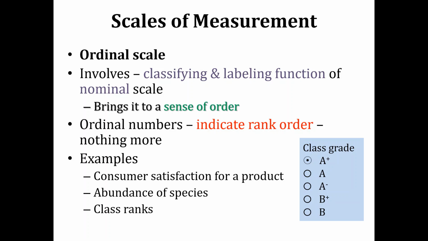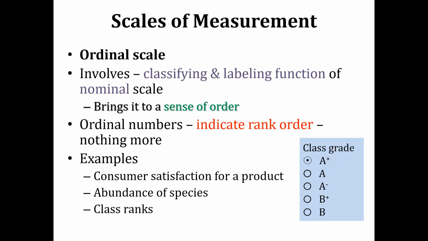Like the class grades, right? So in the class grades, you can have A plus grade, A minus, B plus, or B minus. So you can have different grades in the class. But these grades have been arranged in order, right? If you substitute these grades by 1, 2, 3, 4, 5, that is not going to change their statistical meaning. It is only going to symbolize their relative position on the scale.